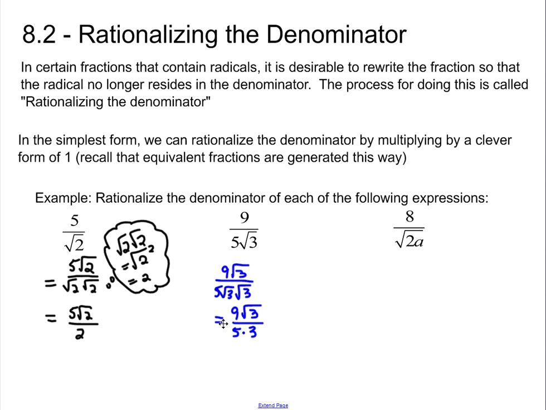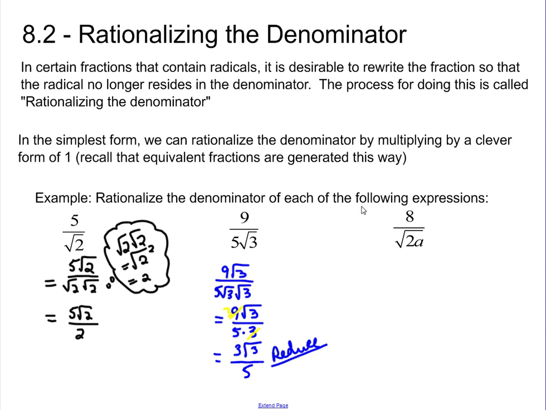But note that 9 and 3 share a common factor. And that common factor is 3. So when we rewrite this expression, our expression will look like 3 times the square root of 3 divided by 5 when we reduce. So always reduce if you are in this situation where we've got a radical. All right, let's try it one more time.